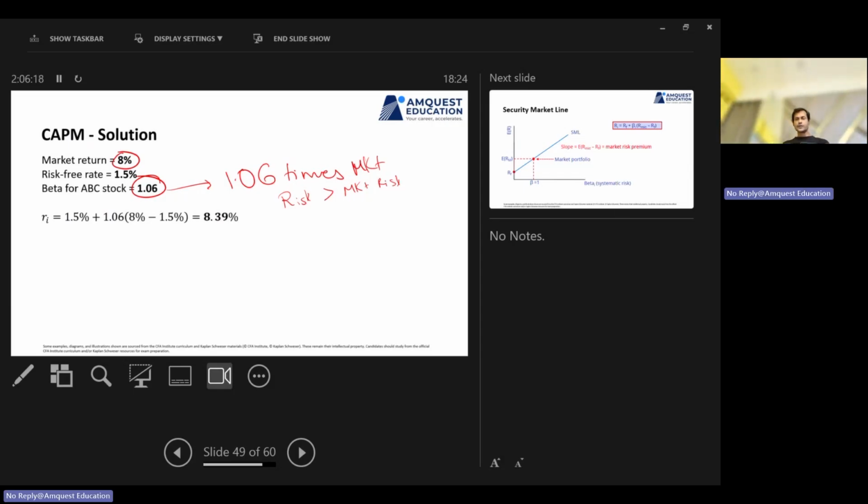So what is important to understand here is that if the risk beta is more than 1, that means your expected return is going to be more than the market return. How much more will it be? It depends on how much the beta is. If the beta was 1.5, then the answer would not be 8.3. It might have been 12 because the market is 8%. But because it is only 1.06, you'll see the return is very close to the market return.